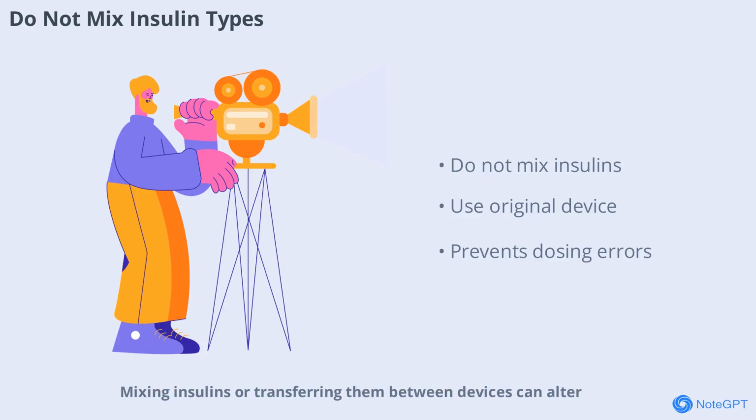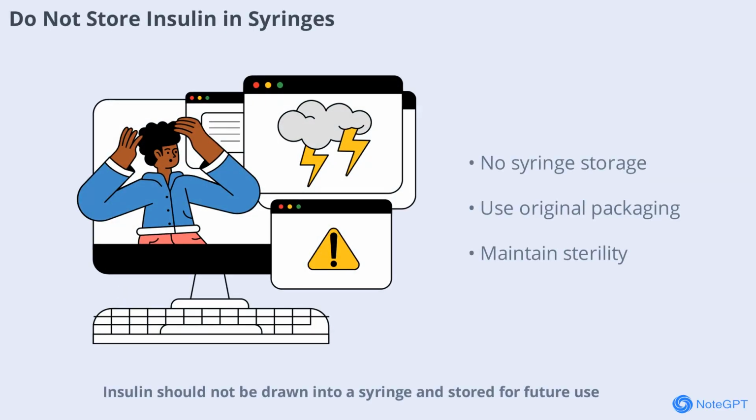Mixing insulins or transferring them between devices can alter their effectiveness and increase the risk of dosing errors. Always use insulin as directed and in its original delivery device. Insulin should not be drawn into a syringe and stored for future use. This practice can compromise the sterility and effectiveness of the medication. Always use insulin directly from its original pen or vial, following the instructions provided by your healthcare team.